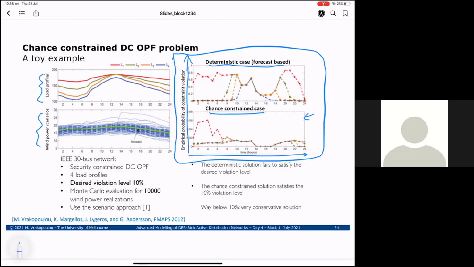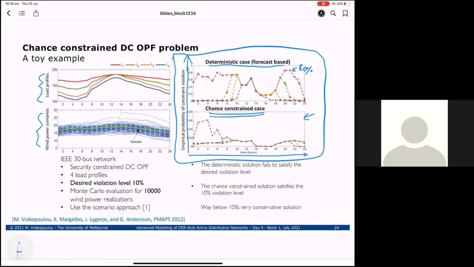As you observe, on many different cases of the loadings, the probability of having an insecure case could go very high. This is almost 80%. And 80% of the 10,000 scenarios are really violating constraints of the system.